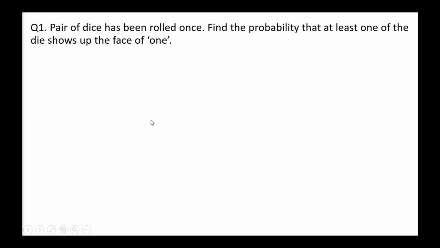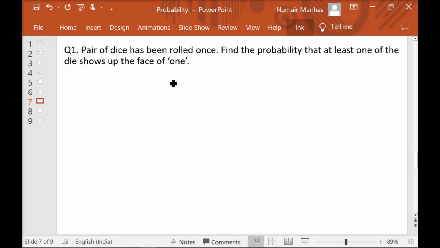Now moving on to some questions. The first one is: a pair of dice has been rolled once. Find the probability that at least one of the dice shows the face of 1.